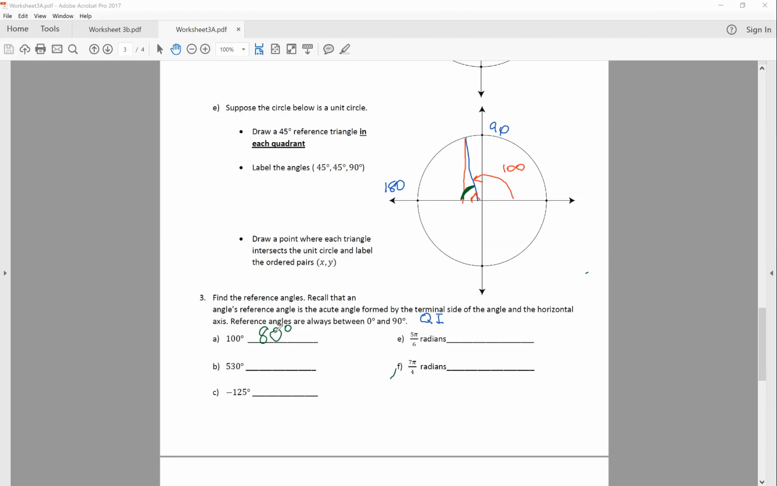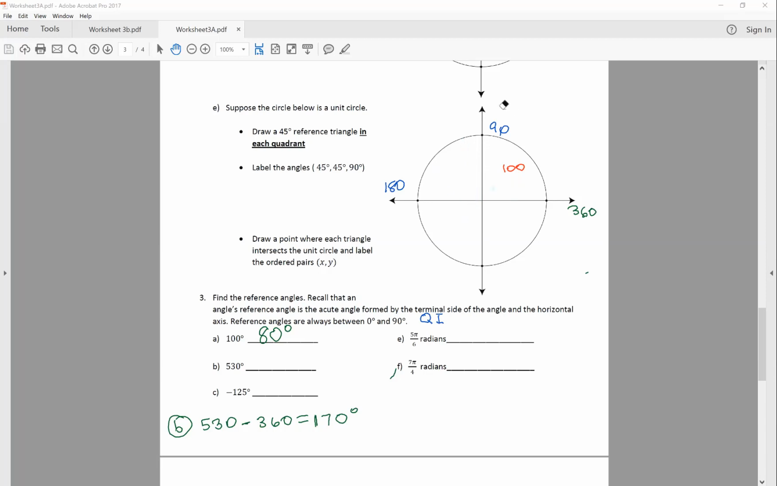530, well, 530 is not between 0 and 360. So what do I have to do? I have to subtract 360 from it, just like I was subtracting 2 pi. So for B, I would say it's 530. I find the coterminal angle by subtracting 360, and that gives me 170 degrees. And now we know 170 degrees.